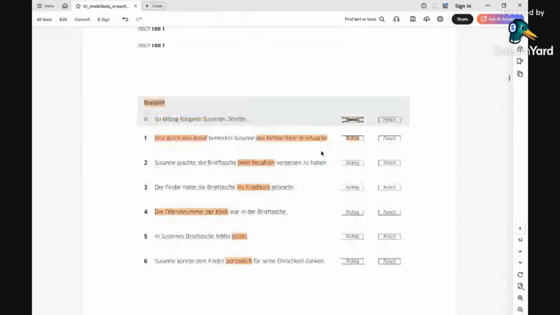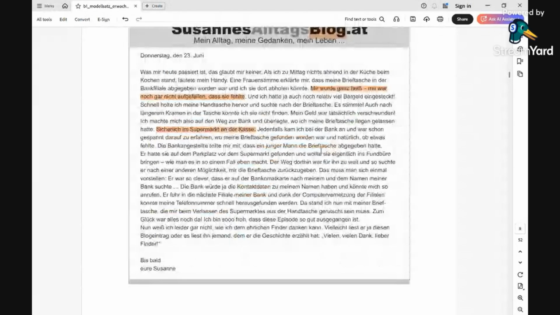So before we decide if our answer is richtig or falsch, I'm going to give you context of what has happened since the last time I explained. So after she received the call, she goes straight to her handbag and she starts searching for the purse inside the handbag, and she does not find anything. And she tells us that she had also put a lot of money, like Bargeld here means cash, like physical cash, in the bag, and it was missing.